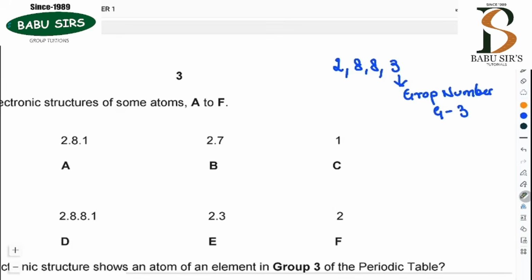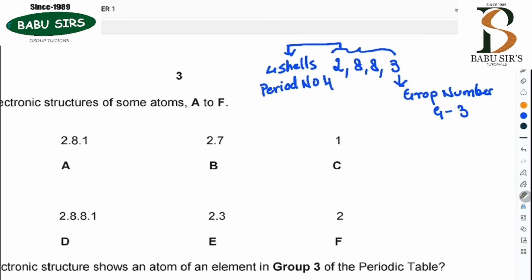Now one more piece of information: it is having 4 shells. You can see 2, 8, 8, 3. So there are 4 shells. So the number of shells shows the period number. So it is period number 4. So there are two things: one is the period number and one is the group number.